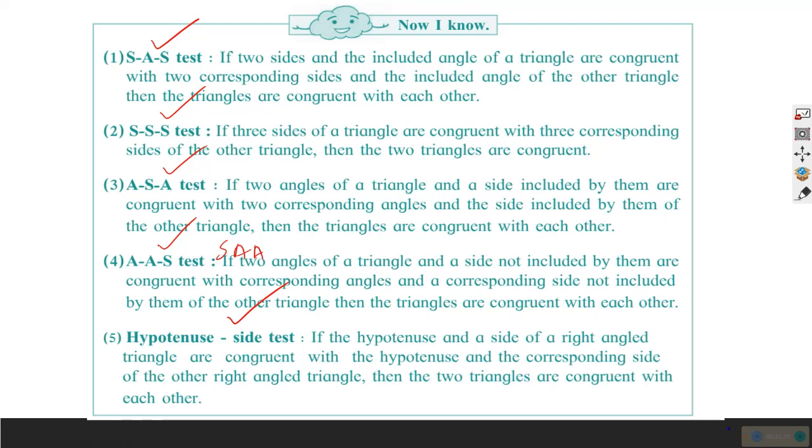What is the possibility of an ASS test? There is a question like that in the mind. Or an SSA test, because if we have the AAS test, why is there no SSA test? Two angles and a side. So two sides and an angle, is such a test possible? Not possible. It can be proved. I will try to do it. This is extra information to say that such a test is not possible.